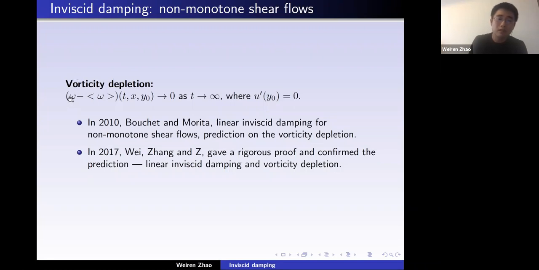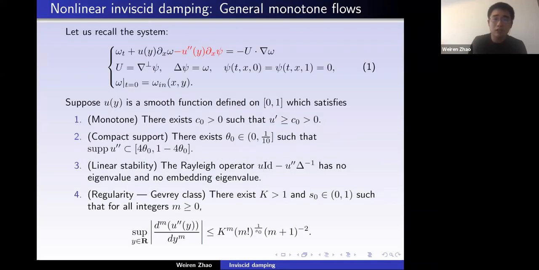What does it mean? It means that the vorticity will converge to its average at the critical point. The critical point means u prime equals zero, because the flow is non-monotonic. Later, with Dong Yiwei and Professor Zhang, we also gave a rigorous proof and confirmed the inviscid damping and the vorticity depression. This is all for the linear result. Today I'm talking about the nonlinear inviscid damping. So it's a nonlinear result.